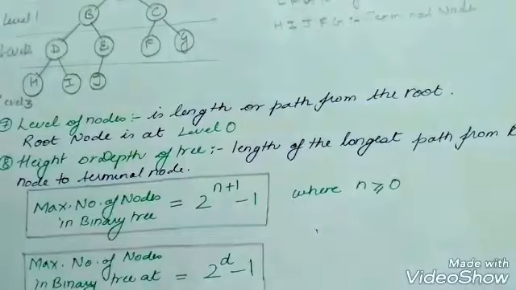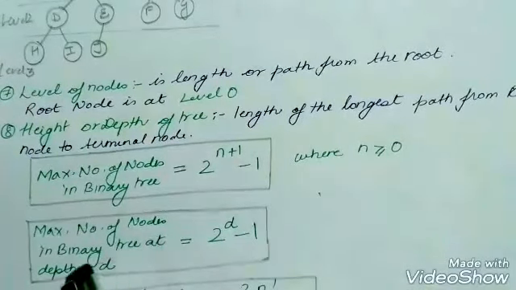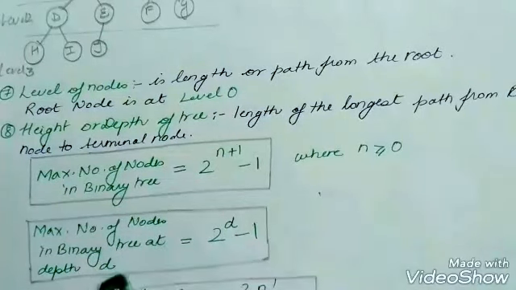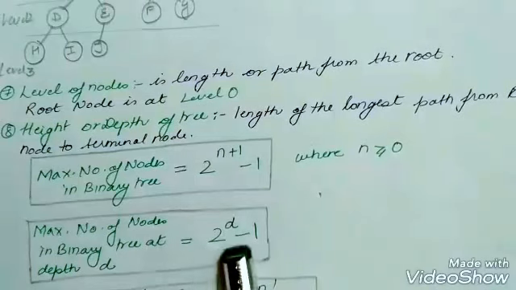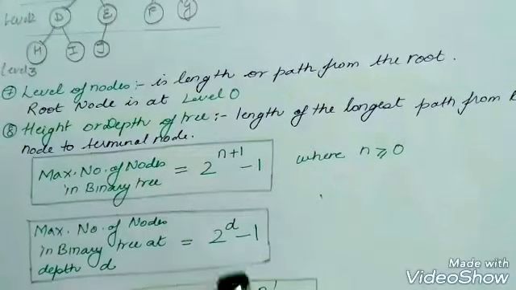Fine. In a similar way, if we need to find out the maximum number of nodes in a binary tree at depth d, and in certain questions it may be possible that depth or height is given to you, in that case we write 2 raised to power d minus 1. This will give you the maximum number of nodes at the depth d.